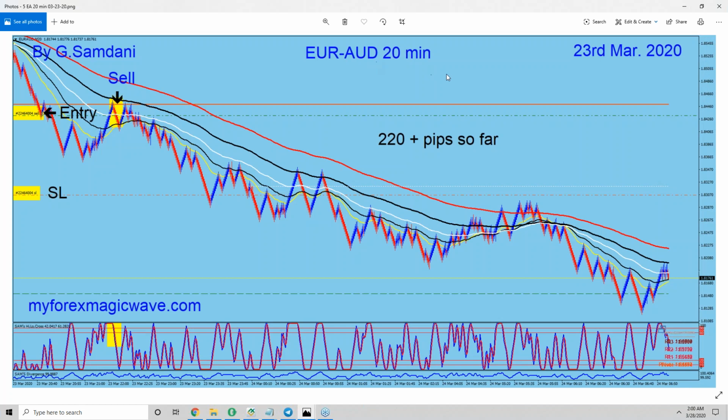Now Euro Aussie, that's a big one on the 23rd. It dropped big time, 220 pips. This is the entry here. Sell order, SL to move big even.